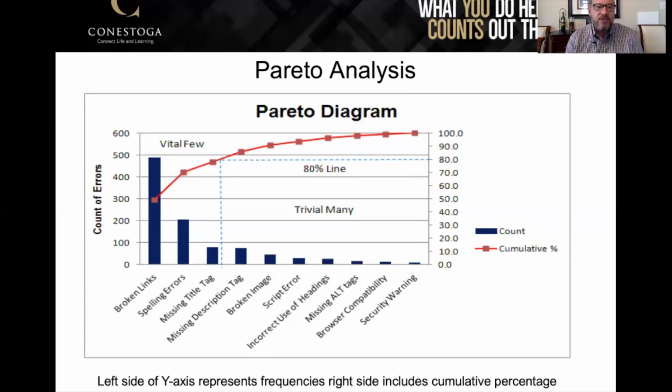So in the example that's here, looks like for a web page of some sort, there's a bunch of things that are potential issues, but broken links, spelling errors, and missing a title tag is 80% of all of the problems that they see. So fix those 3 things, right? And you improve the quality of that website by 80%. And in fact, a lot of the other things may be anomalies or one-offs, right? So Pareto helps you figure out what to focus on.